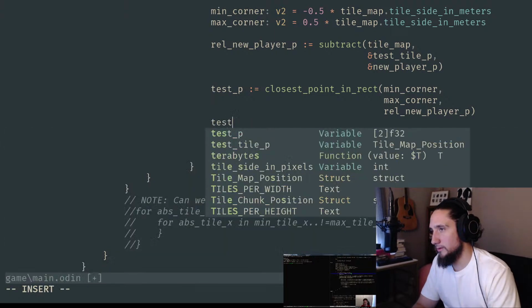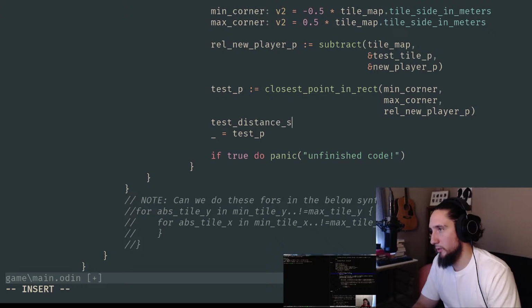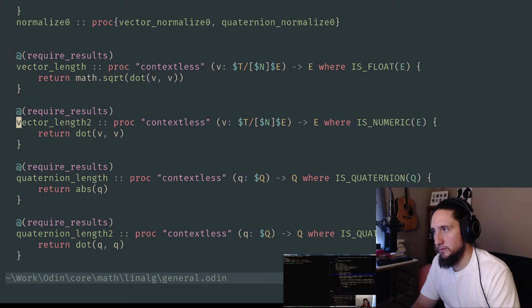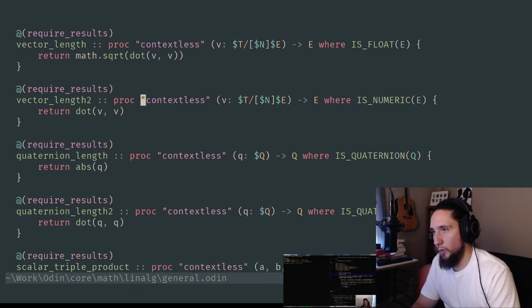Test distance squared is going to be what exactly? Did he say what it was going to be? Well, if it's going to be the same as best distance squared, and this is probably going to return an F32. I haven't seen this where before. Or maybe I have.